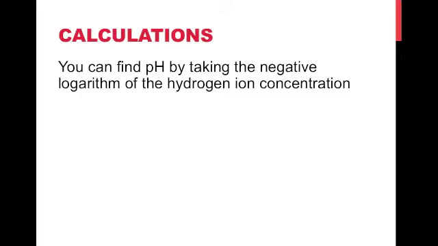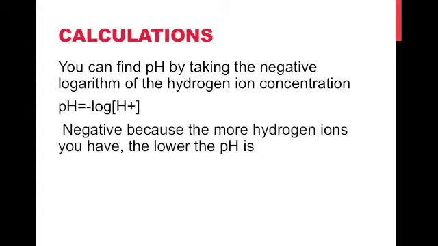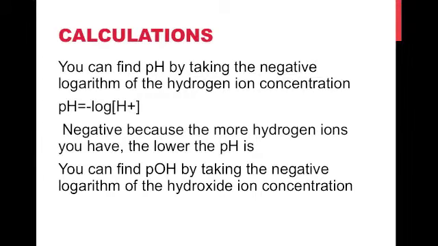Calculations. In order to find pH, you take the negative logarithm of the hydrogen ion concentration, which you would just plug into your calculator, type in negative log, and then your hydrogen ion concentration. And it's negative because the more hydrogen ions you have, the lower your pH is. So it's an opposite correlation. And you can find the pOH by taking the negative log of the hydroxide ion concentration. So it's basically the same thing, except you have hydroxide and pOH and hydrogen and pH.